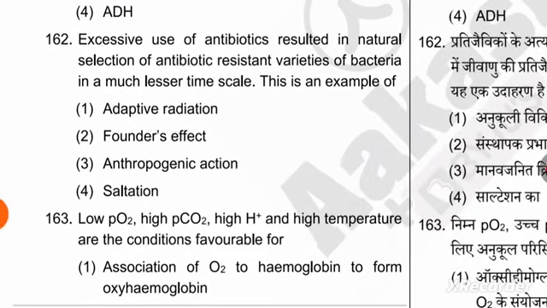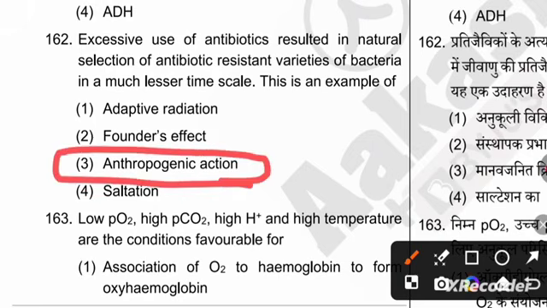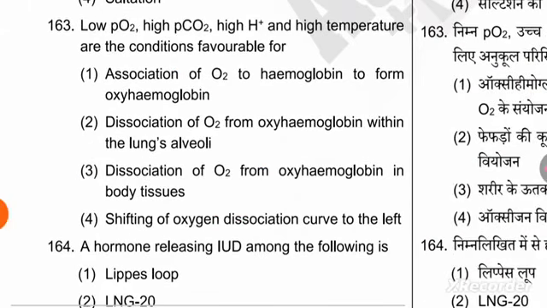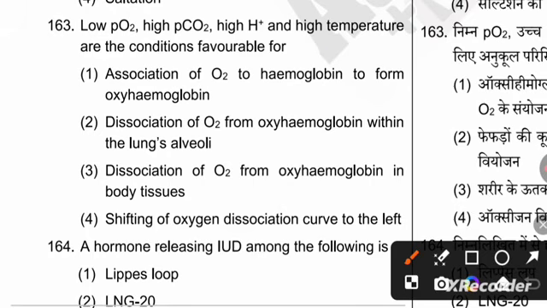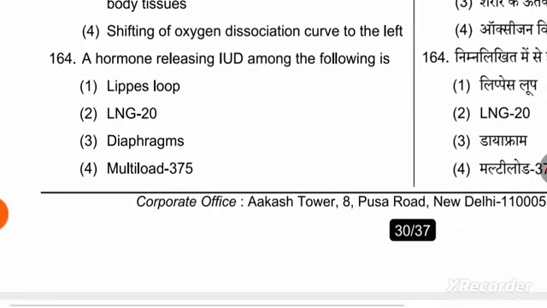Excessive use of antibiotics resulting in natural selection of antibiotic resistant variety of bacteria on a much lesser time scale is an example of anthropogenic action. Low partial pressure of oxygen, high partial pressure of carbon dioxide, high hydrogen ion concentration and high temperature are conditions favorable for dissociation of oxygen from oxyhemoglobin into the body tissue. Easily oxygen can be dissociated. A hormone releasing IUD is LNG20. Let us move to the next question.